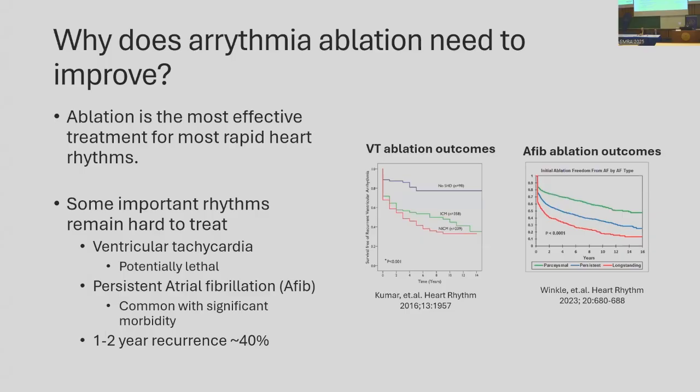So why does arrhythmia ablation need to be improved? Ablation is currently the most effective treatment for most rapid heart rhythms. However, some important rhythms, including scar-mediated tachycardia or VT in ischemic heart disease, have poor outcomes, and it is a potentially lethal arrhythmia. And more persistent forms of atrial fibrillation, these types of arrhythmias have 1 to 2 year recurrence rates of around 40% after ablation, so there's significant room for improvement.